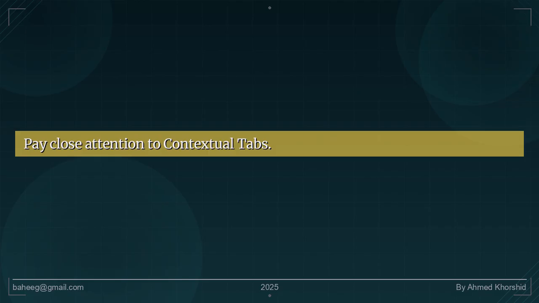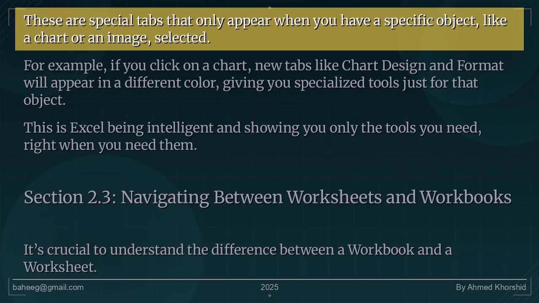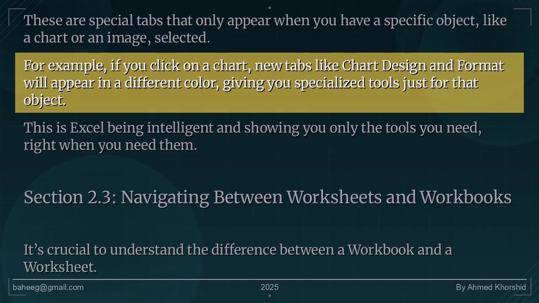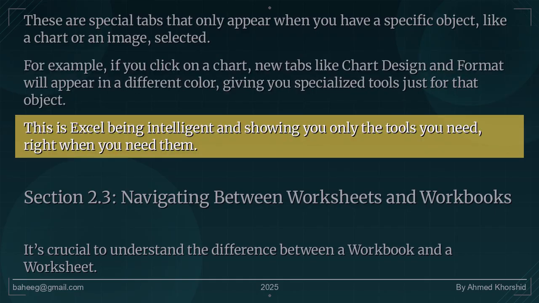Pay close attention to contextual tabs. These are special tabs that only appear when you have a specific object, like a chart or an image, selected. For example, if you click on a chart, new tabs like Chart Design and Format will appear in a different color, giving you specialized tools just for that object. This is Excel being intelligent and showing you only the tools you need, right when you need them.